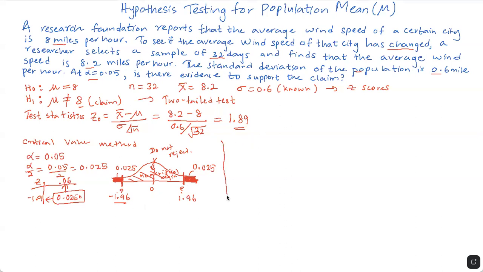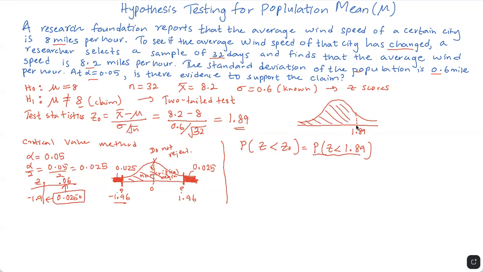So let's find out the p-value. To find the p-value, here we need to consider two tails. If you consider the probability of a z-score less than z0, the extreme case less than the test statistic value, then that is the probability z less than 1.89. So 1.89 is somewhere around here. So this probability represents this area to the left.